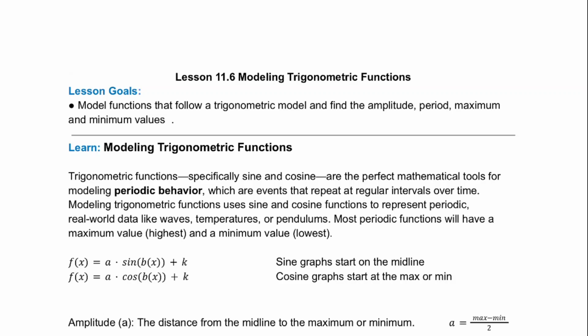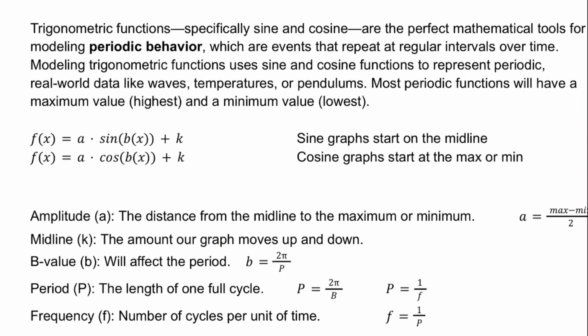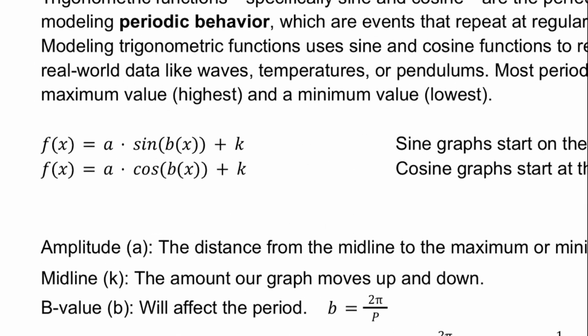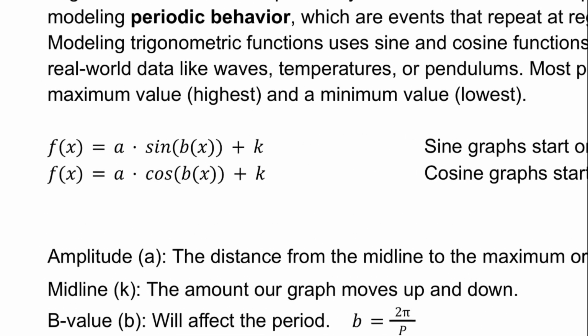Most periodic functions will have a maximum value, the highest, or a minimum value, the lowest. There's typically two kinds of models they're going to show you. So again, the big thing that they might change is if it's going to be a sine function or a cosine function. And there's typically three things that they can change. They'll change A, the number in the front. They could change B, the number multiplying inside of the parentheses with the X. Or they could change K, and K will always be a number adding, typically at the end.